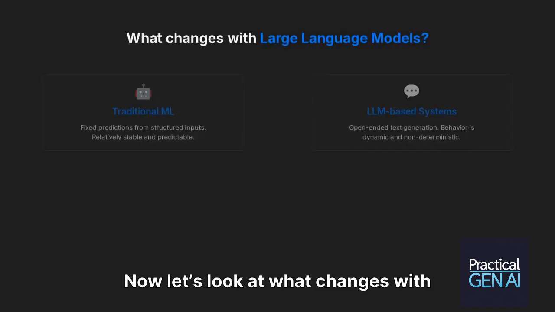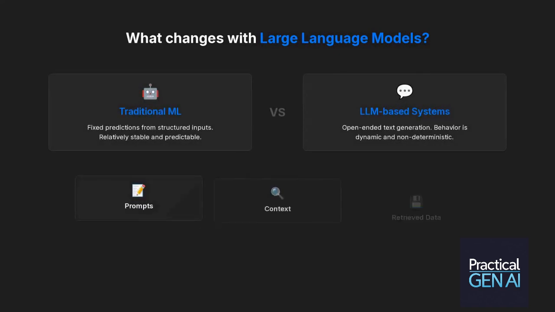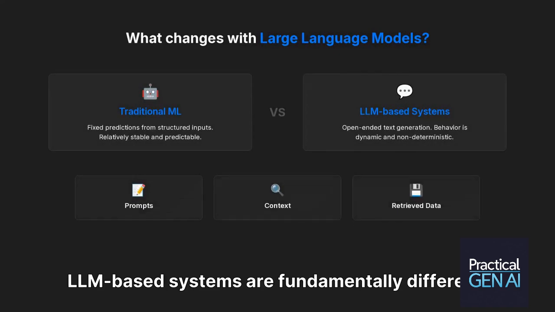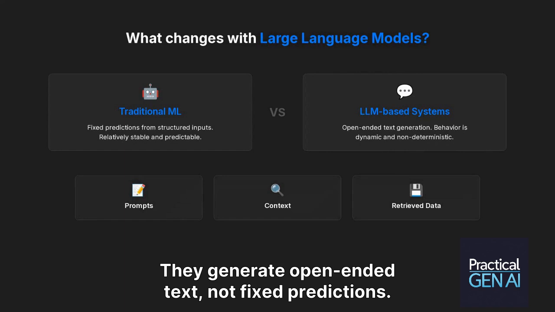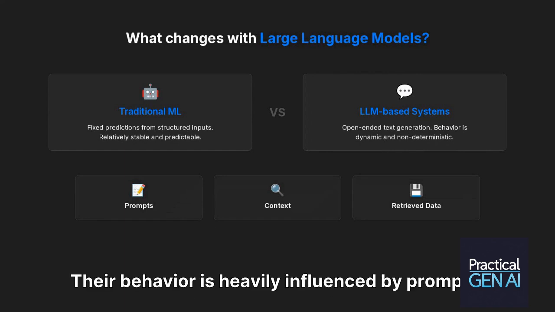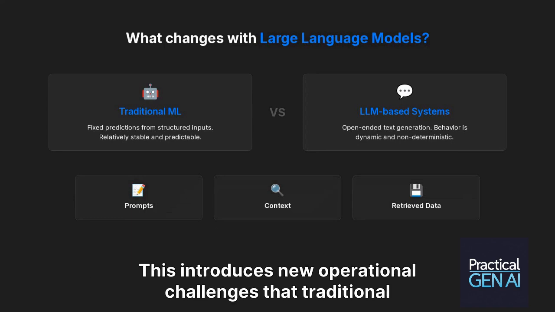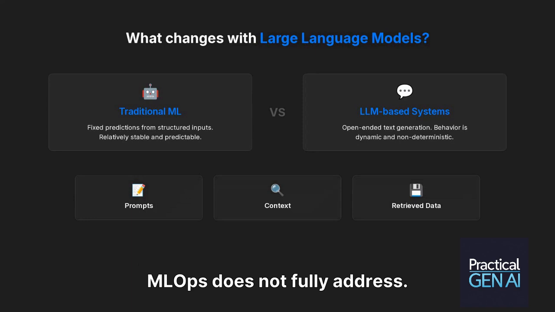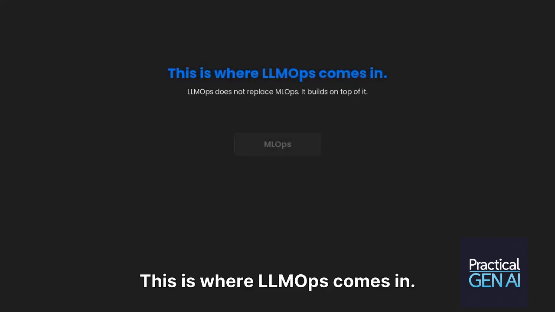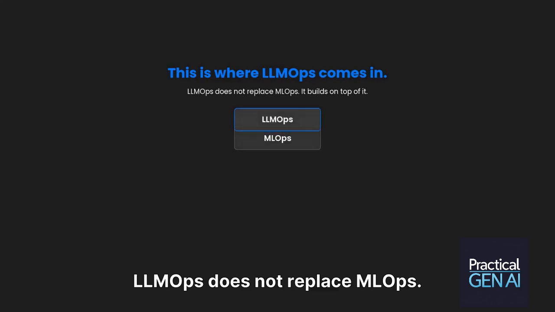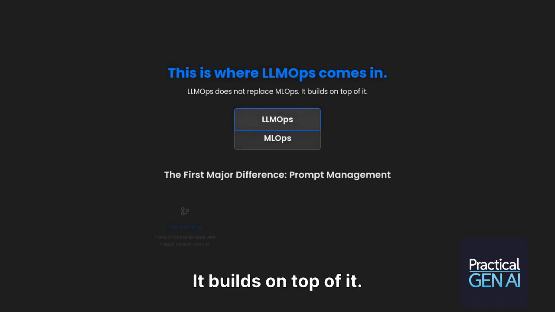Now let's look at what changes with large language models. LLM-based systems are fundamentally different. They generate open-ended text, not fixed predictions. Their behavior is heavily influenced by prompts, context, and retrieved data. This introduces new operational challenges that traditional MLOps does not fully address. This is where LLM-ops comes in. LLM-ops does not replace MLOps. It builds on top of it.